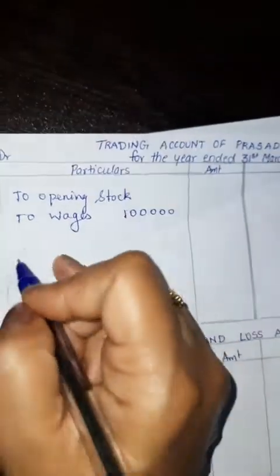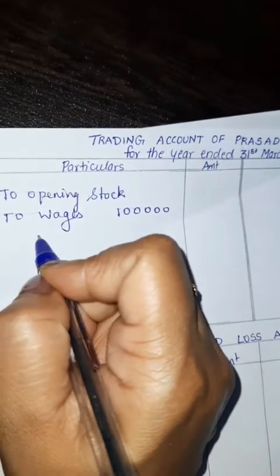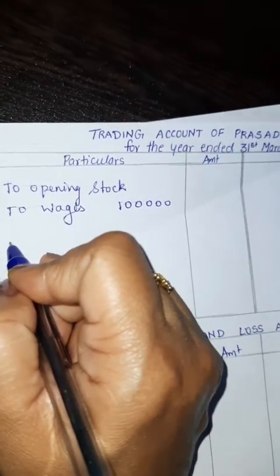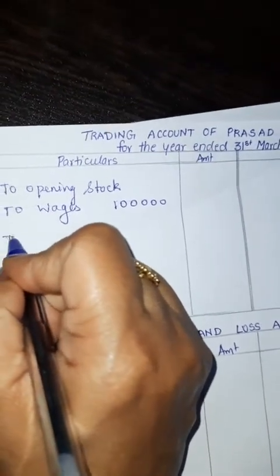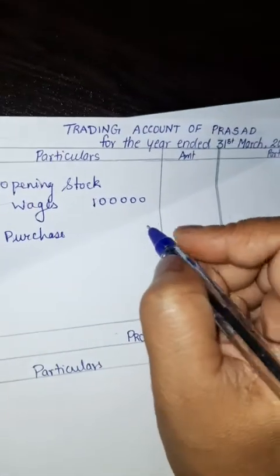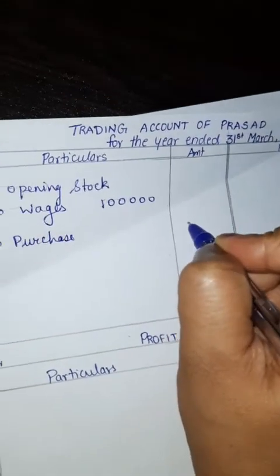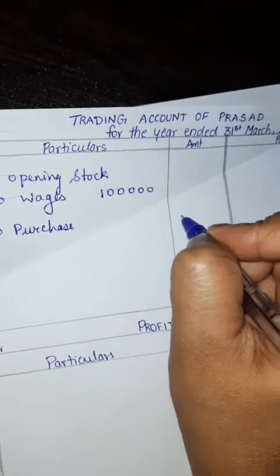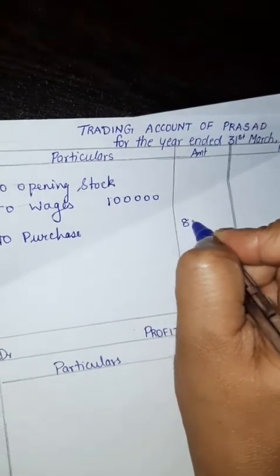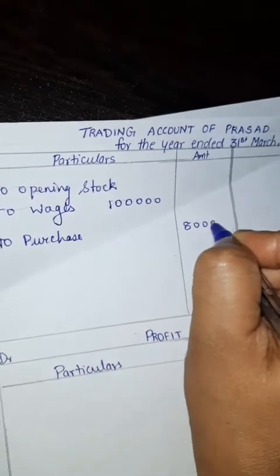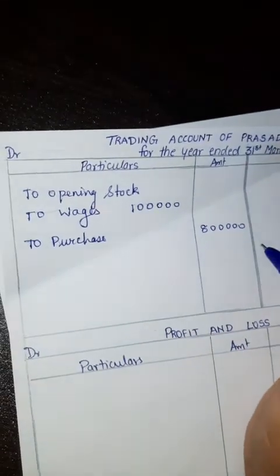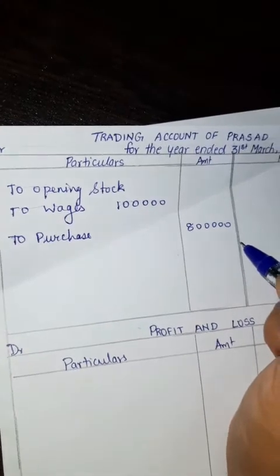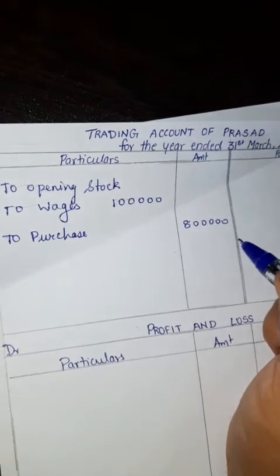Okay, next item, because there is an adjustment, I will leave some space and write the next item given to you, which is purchase. Purchase is also an item which comes under trading account. In the amount column, because there is no adjustment or no return on purchase, I can write straight away the amount as 8 lakhs.